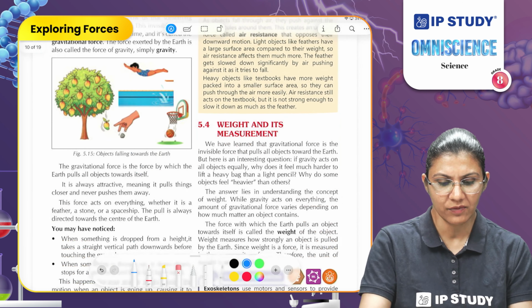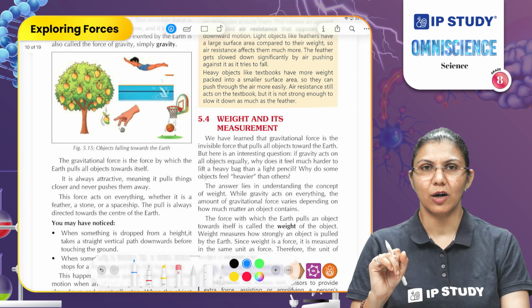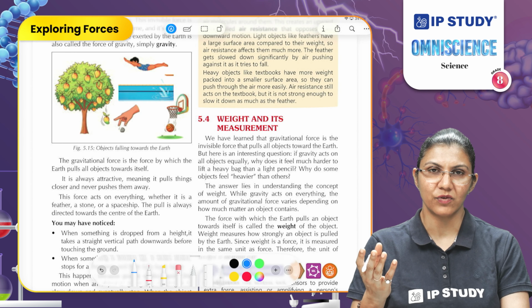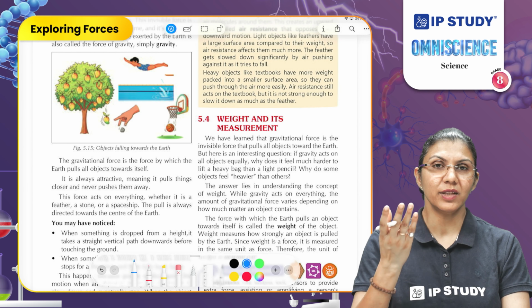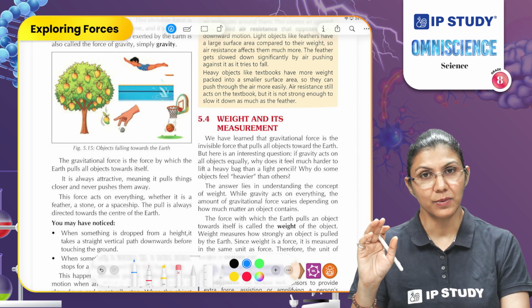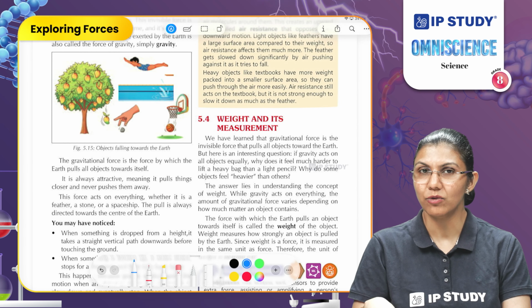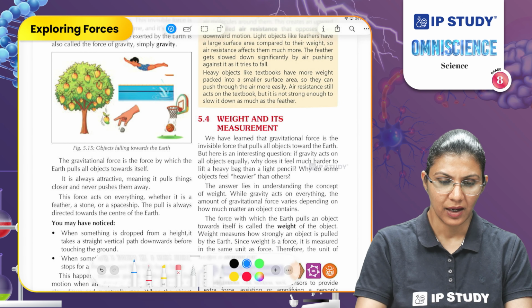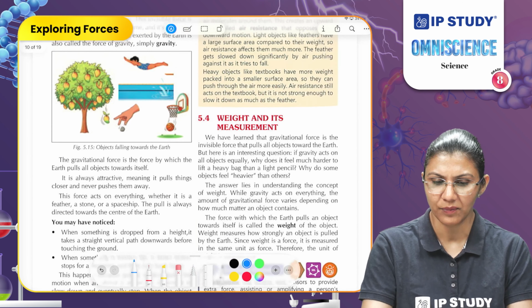So what happens when you throw any object, like a ball, in the atmosphere? It goes with speed, and at a certain height it stops and starts falling back due to the gravitational pull and comes back to the surface of the earth.